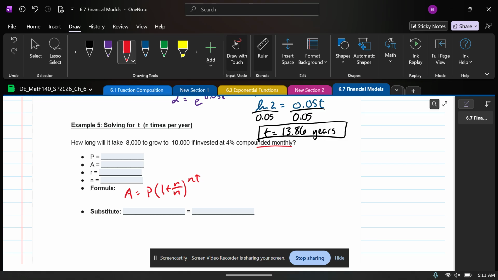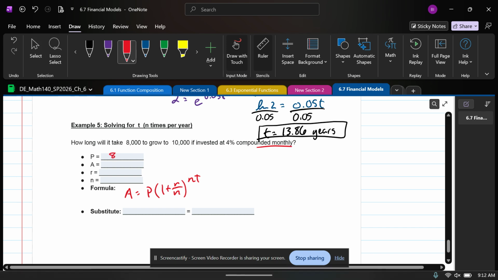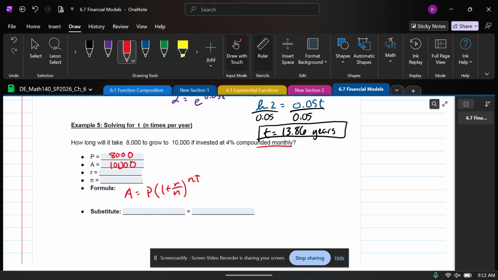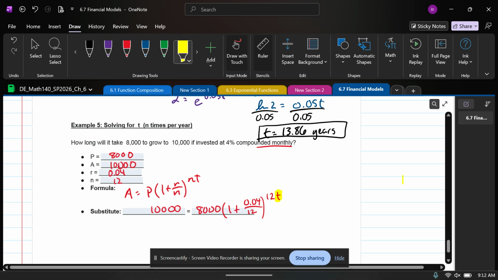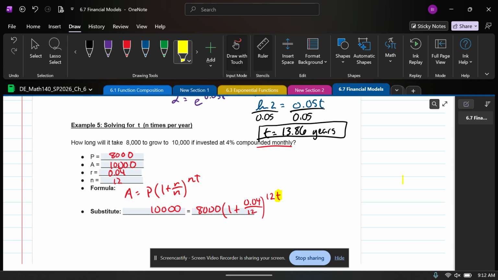So what is my principal? 8,000. What's my account worth when I'm done? 10,000. My interest rate, 0.04. And how many times is it compounding every year? 12. So we're putting those things into our problem. 1 plus 0.04 divided by 12 to the 12t. t is our variable. That's what we're trying to solve for. Okay? We're trying to get t by itself.